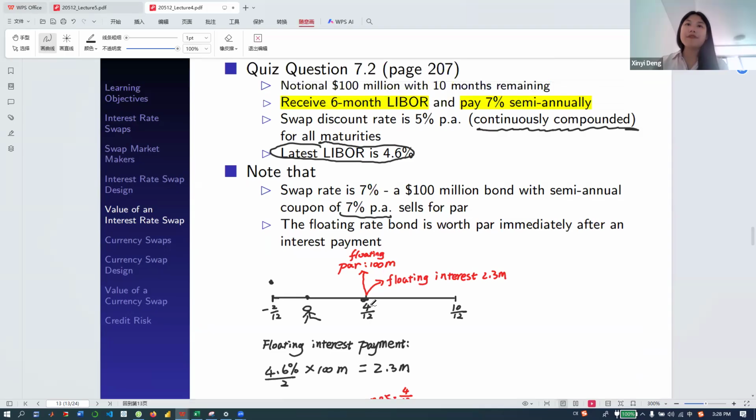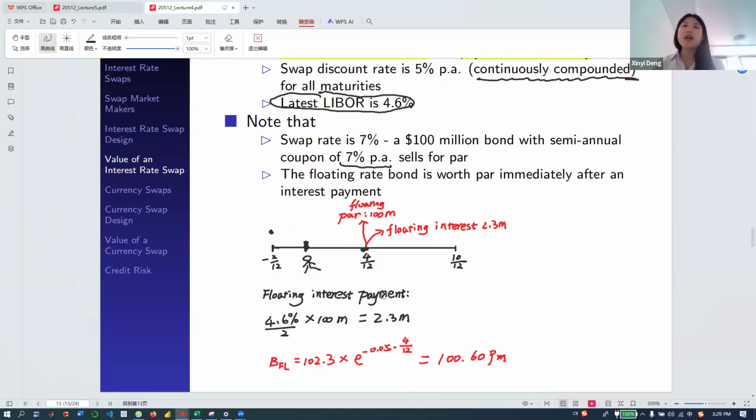And so we have the floating rate bond's value 4 months later. What we need to do is discount that value to the current time, to this time point here, since we are trying to evaluate the swap at this time point. Also notice that this is continuous compounding.